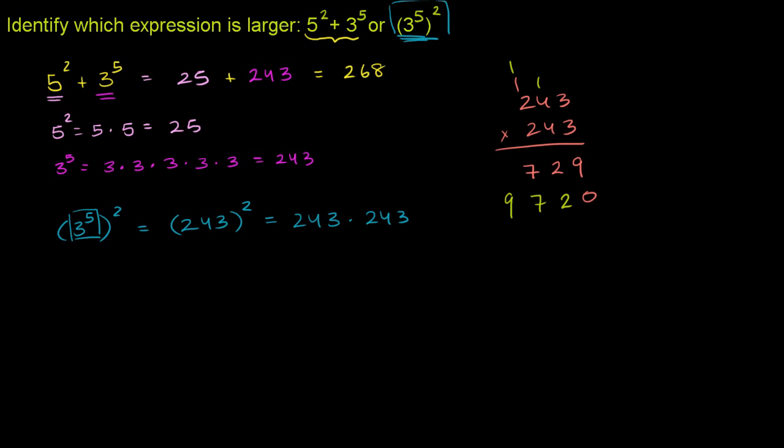Now let's do this last row over here. We have the 2's. We'll put 2 zeros here. 2 times 3 is 6. 2 times 4 is 8. 2 times 2 is 4. So let's add everything up. And what do we get? We get 9, just a 9 there. 2 plus 2 is 4. 7 plus 7 is 14, plus 6 is 20. 2 plus 9 is 11, plus 8 is 19. 1 plus 4 is 5. So you get 59,049, which is clearly way bigger than 268. This expression right here is 59,049.